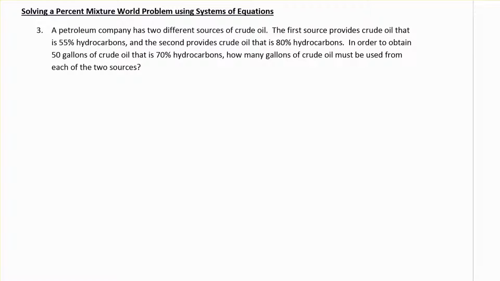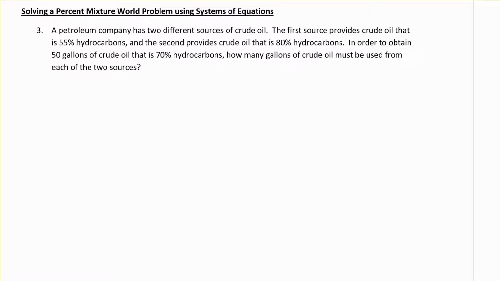Another very common type of word problem involves the use of percents. It's a situation many times where you're mixing two things together and you're diluting the solution. There's a really good strategy that I can show you to help you set these up.